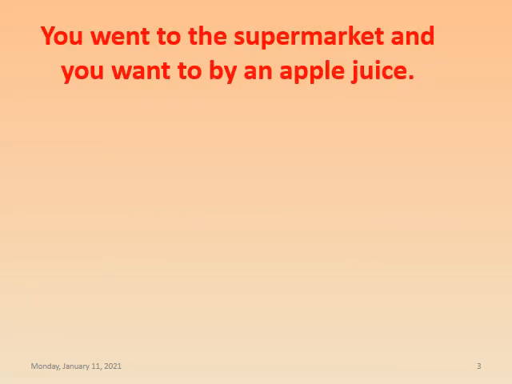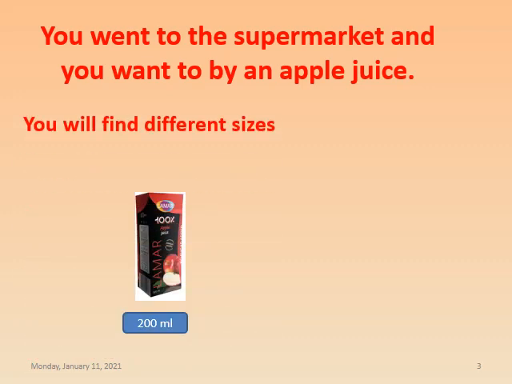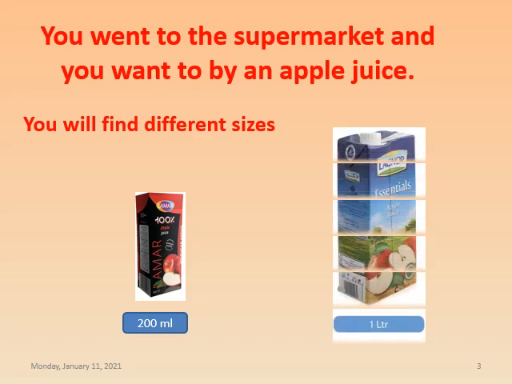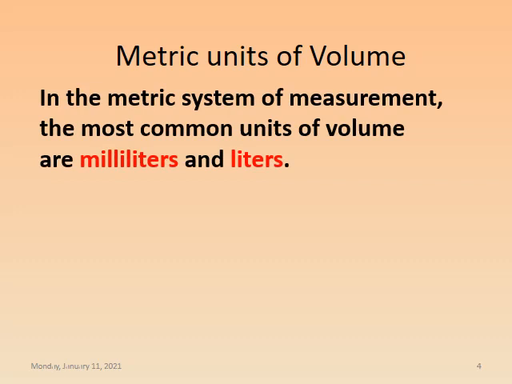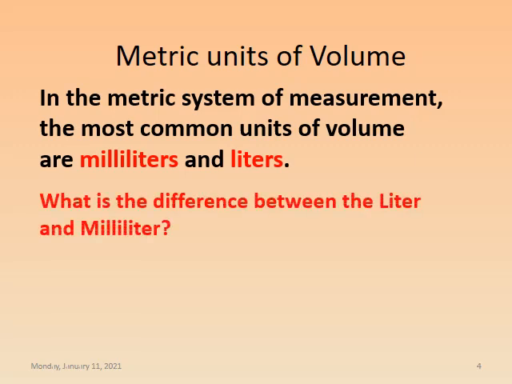Now let's imagine that we went to the supermarket and we want to buy an apple juice. We will find different sizes. We will find small containers whose volume is measured in milliliters, like this one in front of you. It's 200 milliliters. And you will find another container, a bigger one, whose volume is measured in liters, as you can see. Now, in the metric system of measurement, the most common units of volume are milliliters and liters. Let's think, which one is bigger, liters or milliliters? Yes, it's liters.